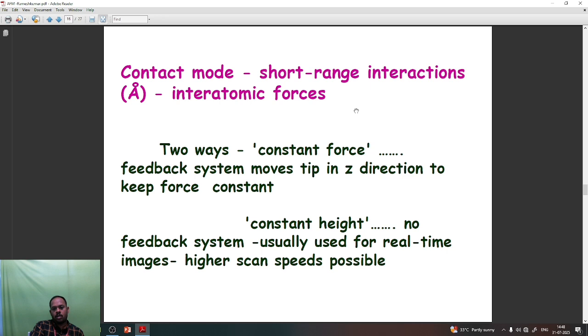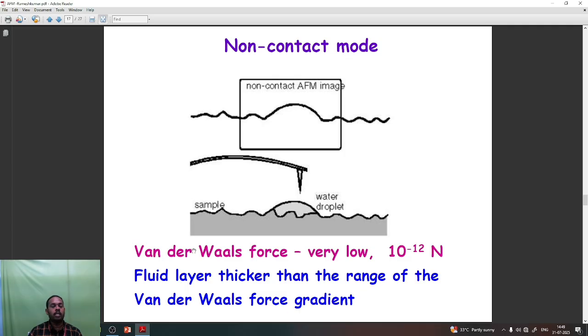In contact mode there are two types of measurement. One is constant force, where we keep the force constant and the feedback system moves the tip in the Z direction to keep the force constant. The other is constant height, where we fix the height of the cantilever. No feedback system is needed; it is usually used for real-time images, and higher scan speeds are possible. So these are different methods of measuring the sample surface through AFM in contact mode.